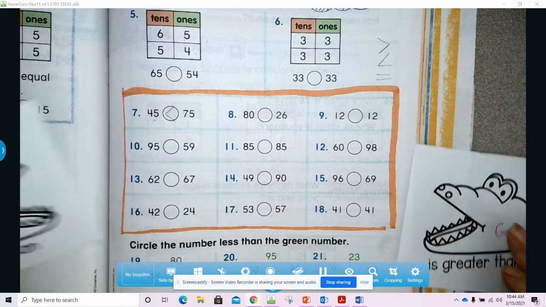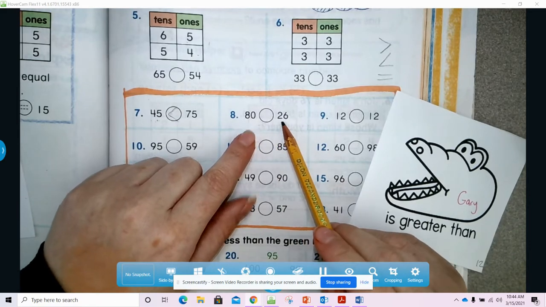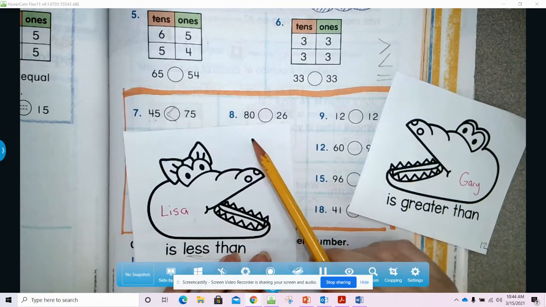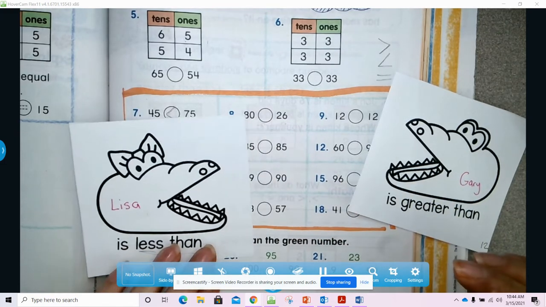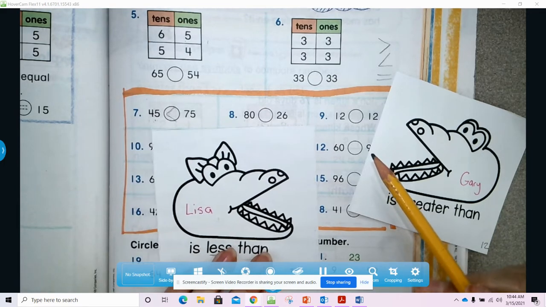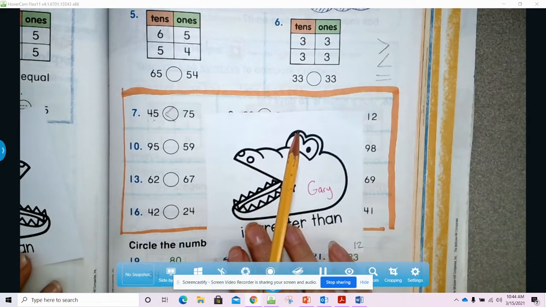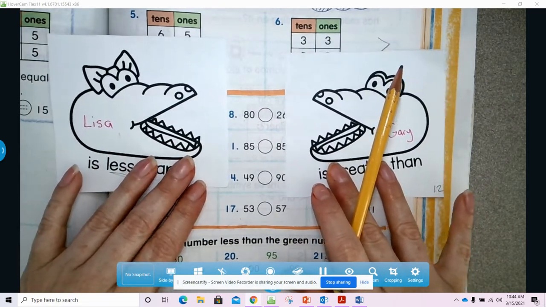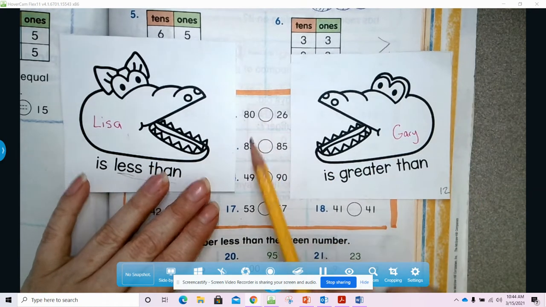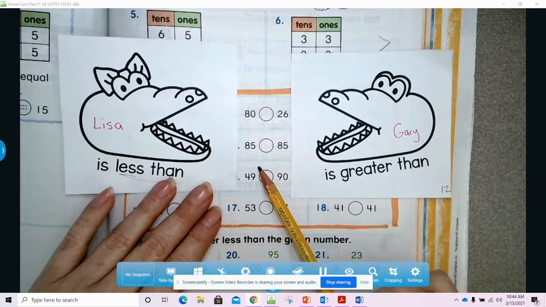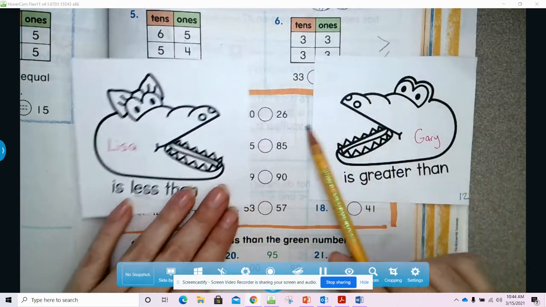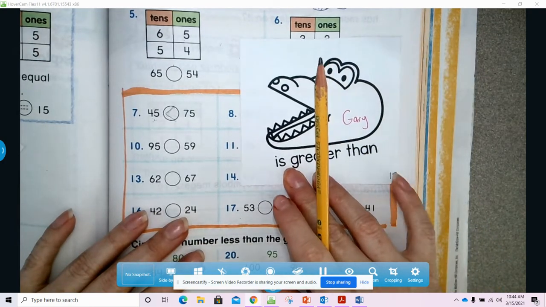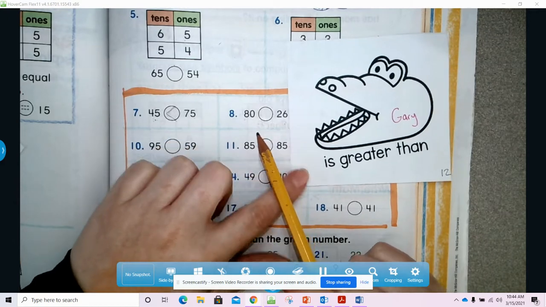Let's try another one. 80 and 26. Who gets to eat? Which number is greater, 80 or 26? Who is facing the greater number? Lisa or Gary? If Lisa chomps, she's going to eat 26. Is 26 greater? No. So Gary's going to have to chomp because he's going to eat the greater number.